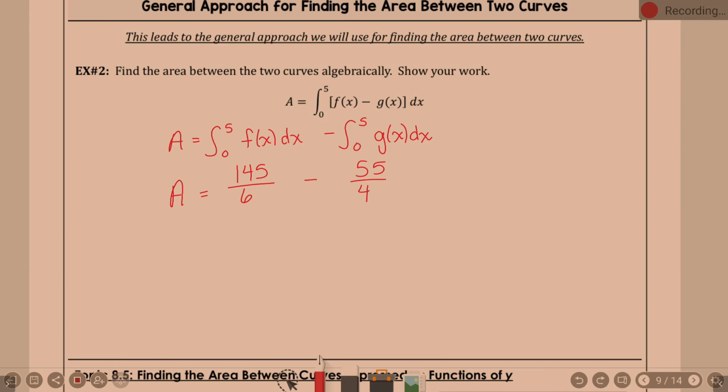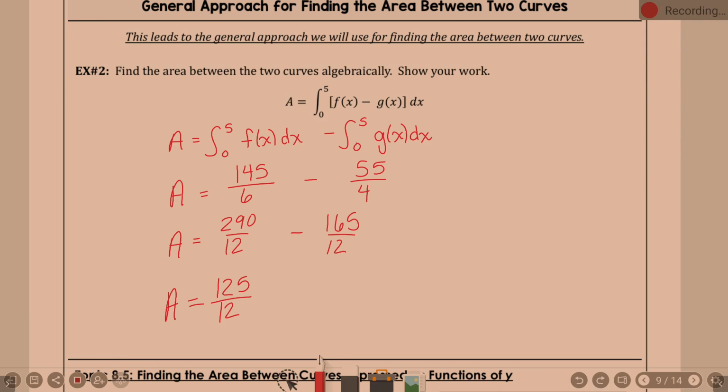Calculator, maybe. If you don't use a calculator, what do you have to do? Common denominator. What does 6 and 4 both go into? 12. So 6 times 2 is 12, and 145 times 2 is going to be 290. 4 times 3 is 12, so 55 times 3 is 165. So 290 over 12 minus 165 over 12 is 125 over 12.